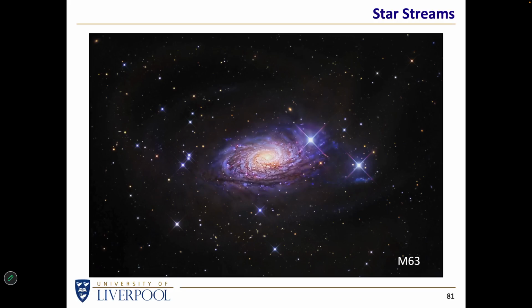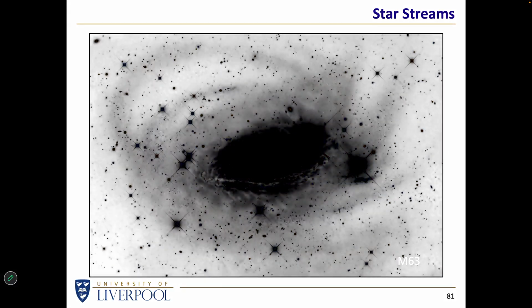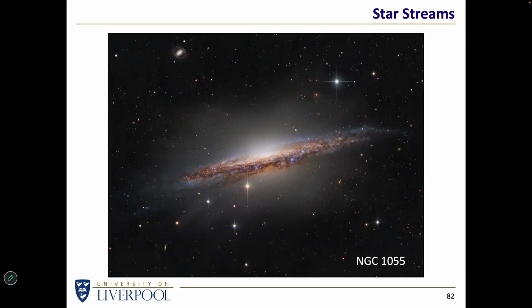M63 looks a bit like a galaxy completely on its own, completely isolated. We do the same thing, invert it and bump the contrast up. Actually, there's tidal tails and star streams all over the place. M63 definitely had interactions in its past.